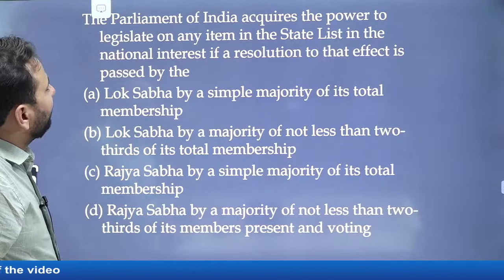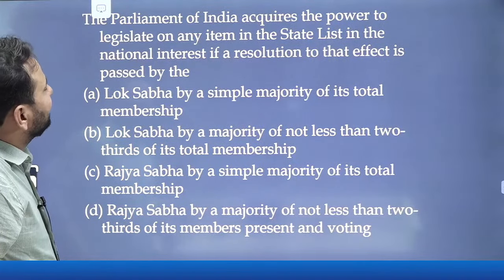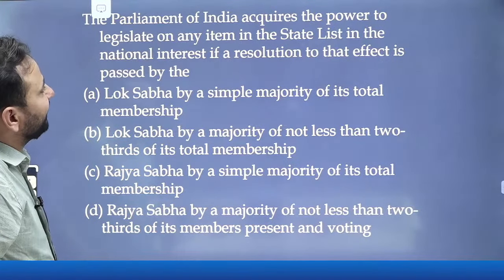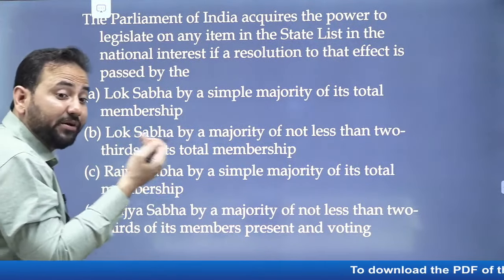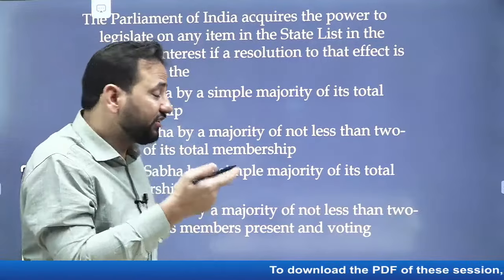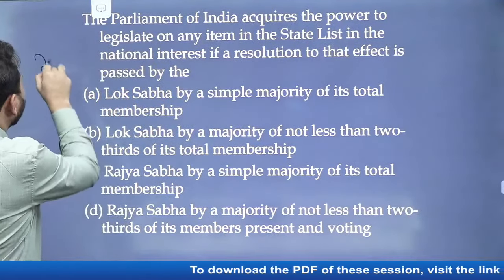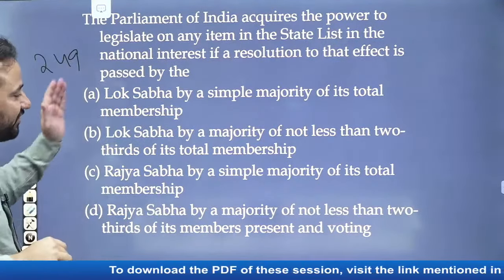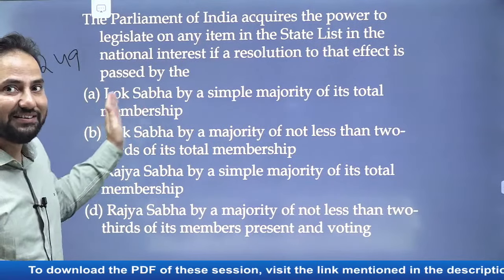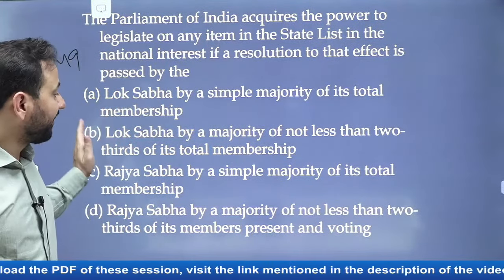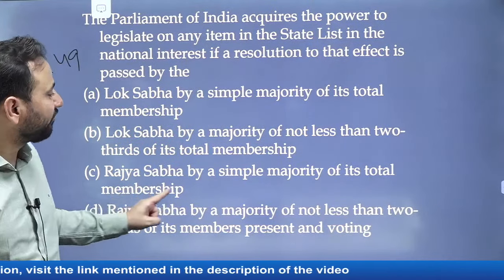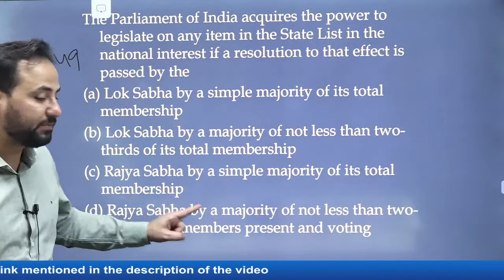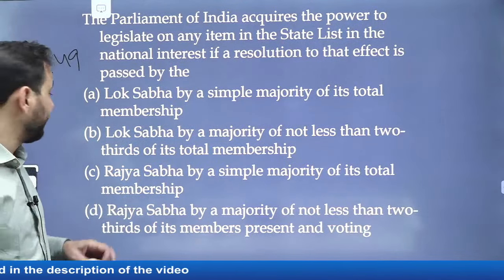The Parliament of India acquires the power to legislate on any item in the state list in national interest if a resolution to that effect is passed by, again the same question. Just see how the questions are being repeated again and again. The same question, that is Article 249. In the national interest, that is by the Rajya Sabha. Article 249 of the Indian Constitution. So, the answer would be D, that is Rajya Sabha by a majority of not less than 2/3 of its members present and voting. The same question has been asked a number of times.